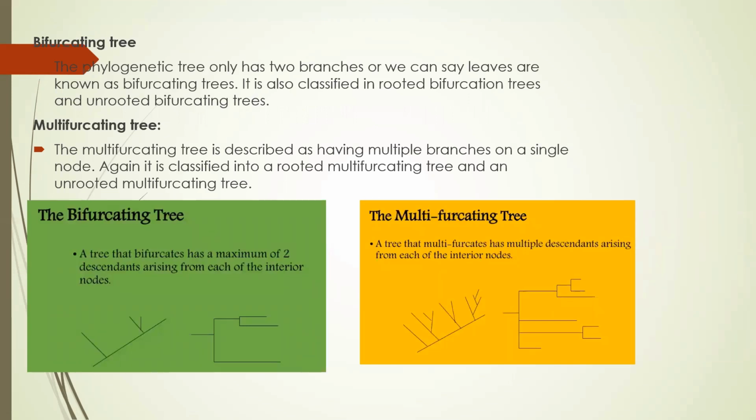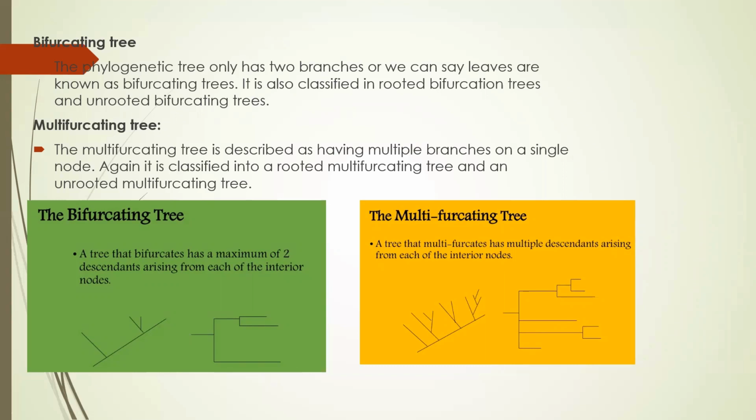Next is the bifurcating tree. The phylogenetic tree that only has two branches, or we can say two leaves, is known as a bifurcating tree. It is also classified into rooted bifurcating trees and unrooted bifurcating trees. So then we have the multifurcating tree. The multifurcating tree is described as having multiple branches on a single node. Again, it is classified into a rooted multifurcating tree, and you can also have an unrooted multifurcating tree.